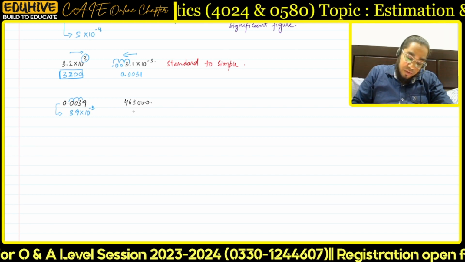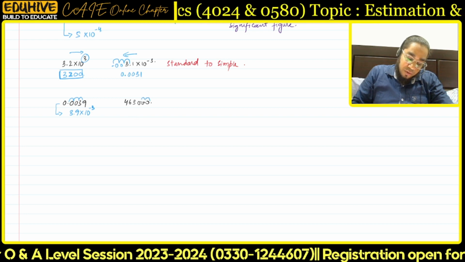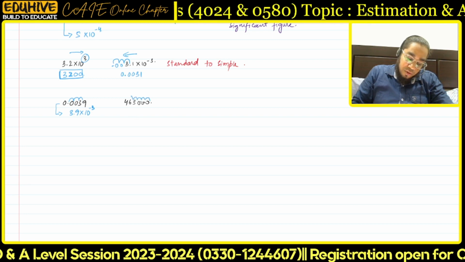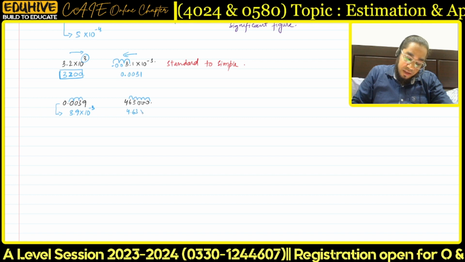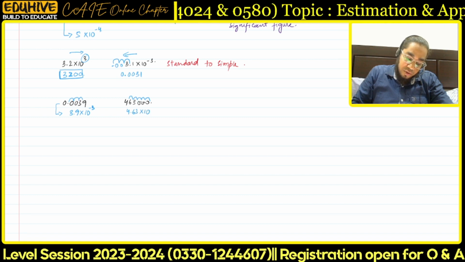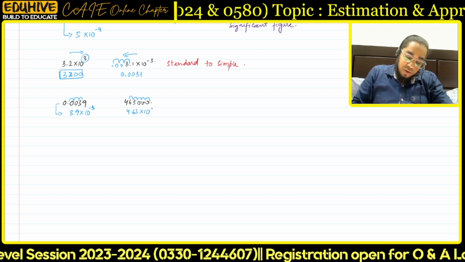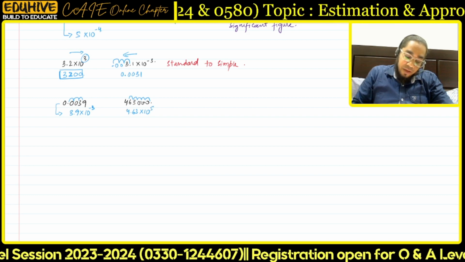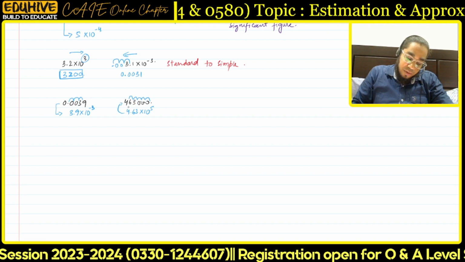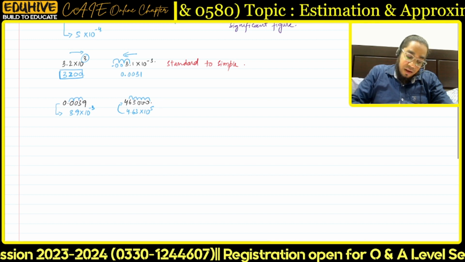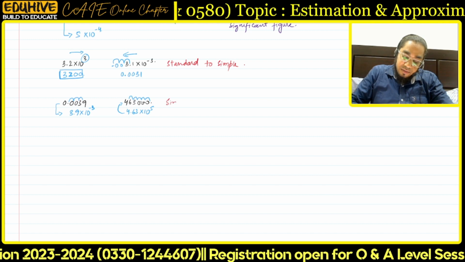So when the point is over here, I'm going to send it backward. So it's gonna be like 4.63 into 10 raised to the power 1, 2, 3, 4, 5. So that's gonna be positive 5. When I convert this, it's gonna be like this one. And here I was using the simple to the standard.